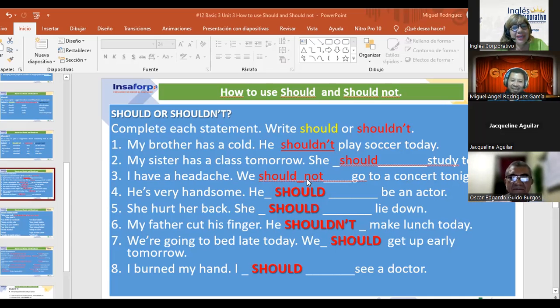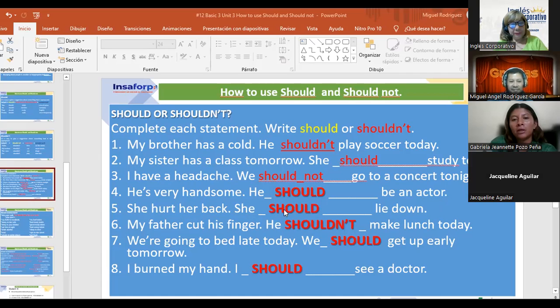Shouldn't. Okay, this is headache. I have a headache. We shouldn't go to a concert tonight. Number four. He's very handsome. He should be an actor. Yes. Next. She hurt her back. She should lie down. My father cut his finger. He shouldn't make lunch today. We're going to be in bed late today. We should get up early tomorrow. I burned my hand. I should see a doctor.